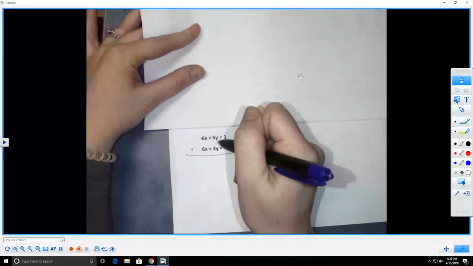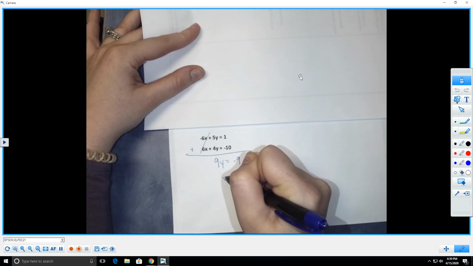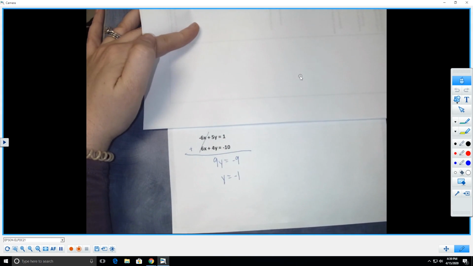Okay, so you should have come up with 9y equals negative 9, or y equals negative 1. So now that we have our value of y, we can substitute that in and solve for x. Remember, you can use either equation to sub that back into. Give that a try.